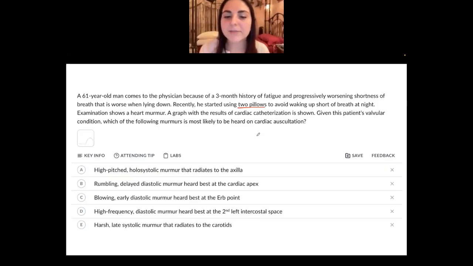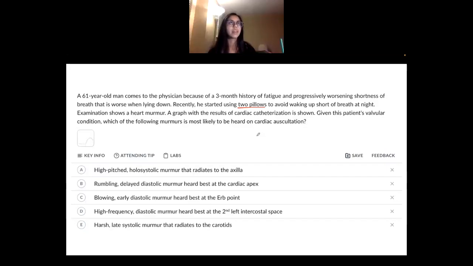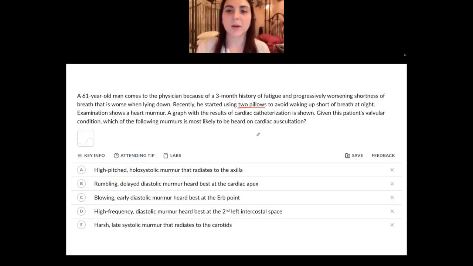Sorry, I was just wondering, if you have any pulmonary issues, can it still lead to the same issue if it's isolated to a lung issue? Usually not. Usually if you have to sleep up with pillows and you have the shortness of breath, that's a heart issue.